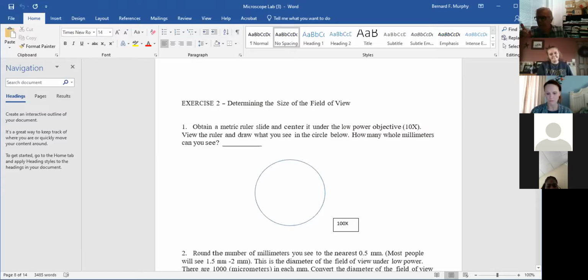Okay. Get this metric ruler slide. And you have these bars that are millimeter bars. And I would have you look at this under low power. Line up the bars and count how many millimeters it takes to go from the left side of the field of view to the right side of the field of view. And with low power, that turns out to be 2. Almost everybody agrees it's around 2. It's a little off, but it's close to 2. And we're just looking for, you know, ballpark figures here.